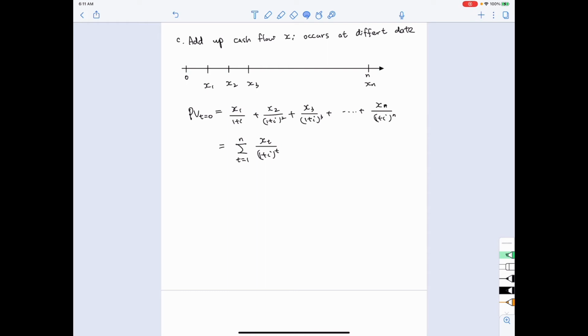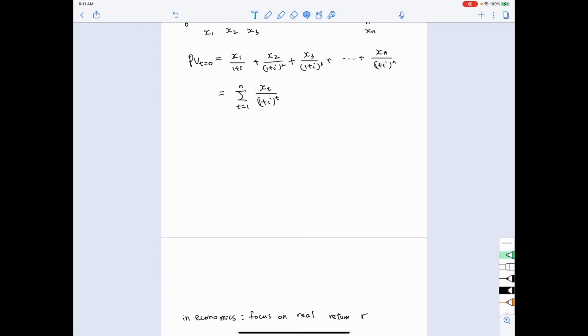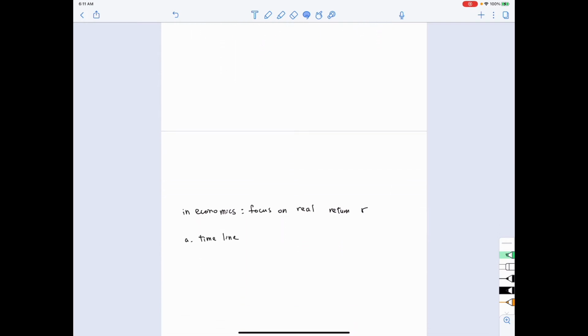So then we want to introduce this concept to the domain of economics. In economics, we focus on the real returns, and we are also given income instead of cash flow at different dates. When we are talking about income instead of cash flows, we are counting the number of goods instead of the dollar amount you receive.